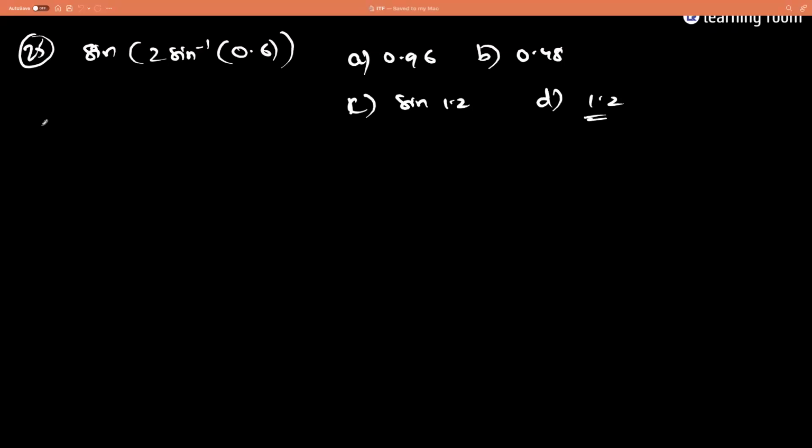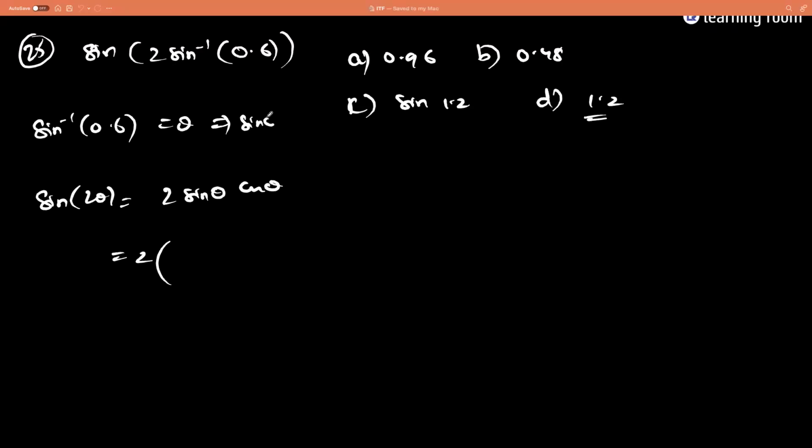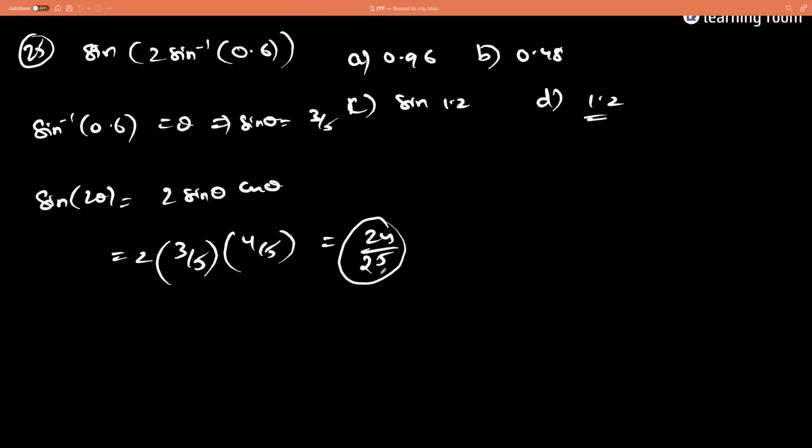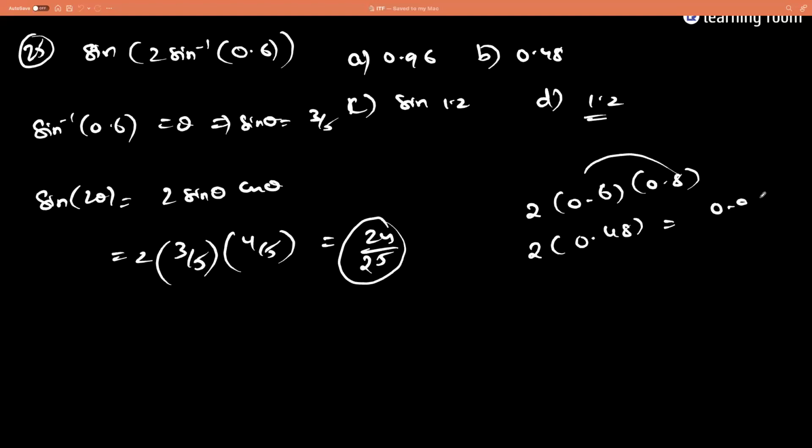So maybe take sine inverse of 0.6 as theta. So we get sine 2 theta, then apply 2 sine theta cos theta. And then you can substitute. 2 into sine theta, very good. It is 0.6, and 0.6 is 3 by 5, because 6 by 10 is 3 by 5. If sine theta is 3 by 5, what is cos theta? 4 by 5. I hope everybody knows this, because 3, 4, 5 are Pythagorean triplets. So 24 divided by 25 should be the answer. Or let us make it simple: 2 into 0.6 into 0.8 is 0.96. Here is the option. That's the answer. It's a good problem, no?